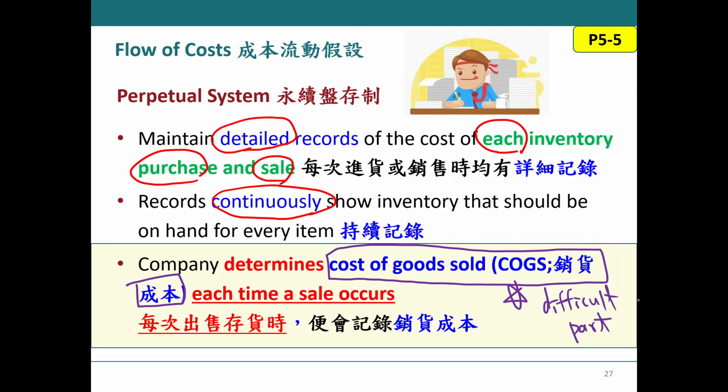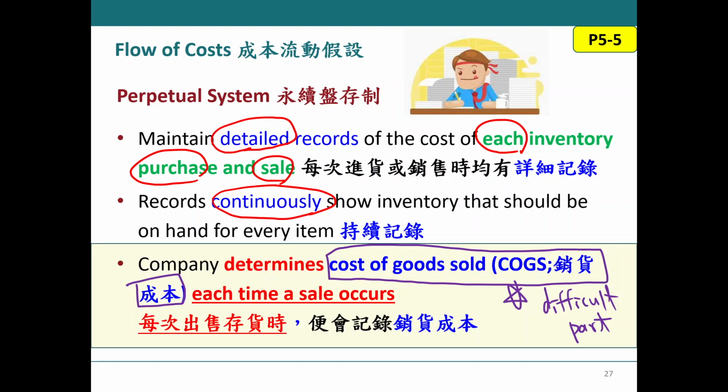Okay, so when we talk about you are a hard worker or you are a lazy guy, actually we mean whether you do this part, cost of goods sold, every time or not. So we focus on cost of goods sold, the difficult part. Easy job, everyone could do it, but the difficult job is a major factor determining if you are a lazy guy or a hard worker.